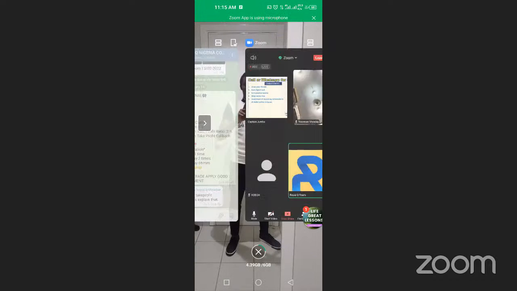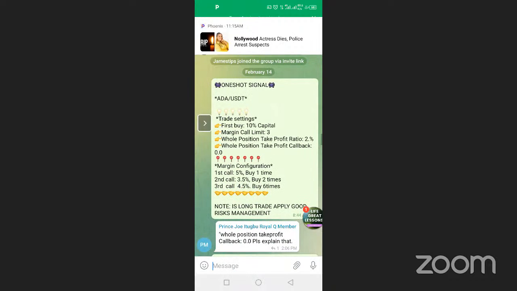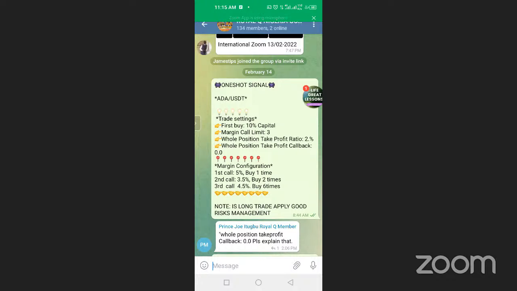So that's how to interpret the signal for people that don't really know when a signal is sent and you don't know what to key in or how to do it. This is how to do it.